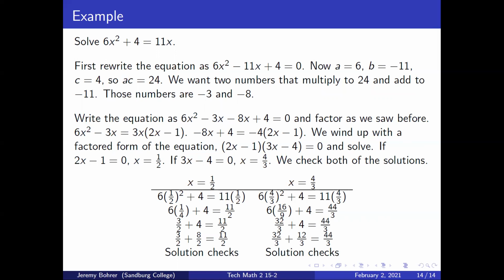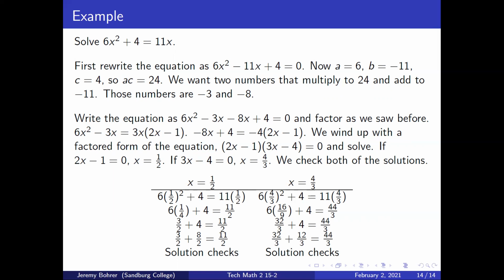If x equals 1/2, 6 times 1/2 squared plus 4 equals 11 times 1/2. That is 6 times 1/4 plus 4 equals 11 halves. That's 3 halves plus 4 equals 11 halves. 3 halves plus 8 halves equals 11 halves.